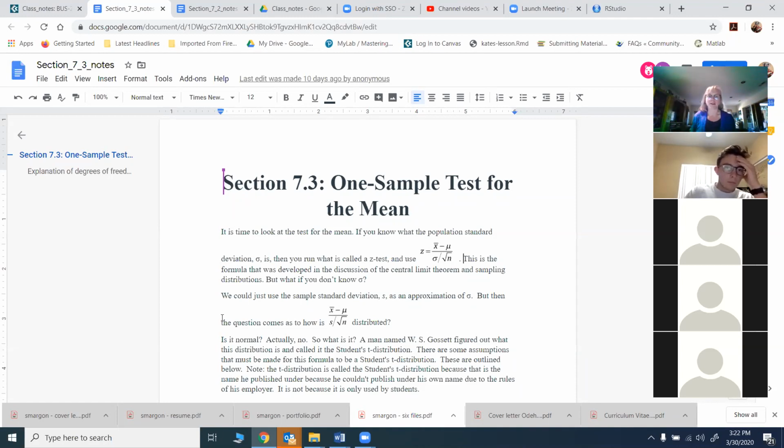Well, this is what Gossett was doing for Guinness. Guinness was huge, and Guinness is still huge, and they still make beer.